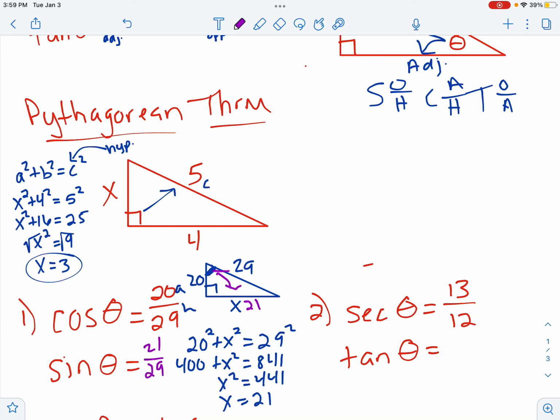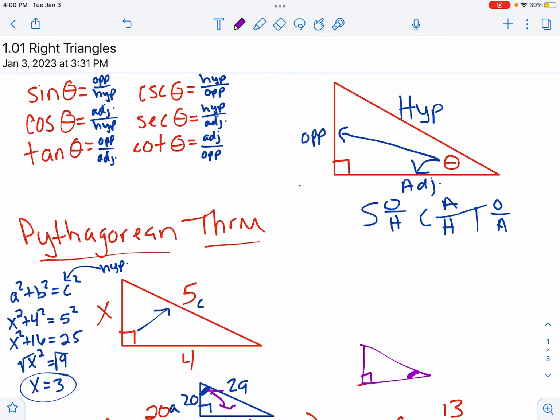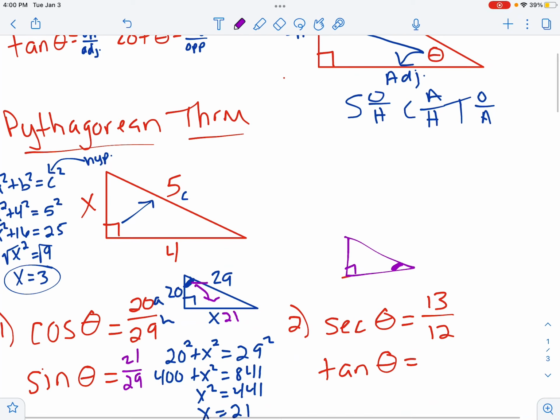Go ahead and pause the video and try number 2. All right, so number 2, again, I'm going to draw that triangle. Here's my right triangle. Pick which angle you want to come from. Secant. What was secant? Secant is hypotenuse over adjacent. My hypotenuse is 13, and adjacent, attached to the angle, is 12. I need tangent. Well, tangent's opposite over adjacent, so I'm going to have to find the other side.